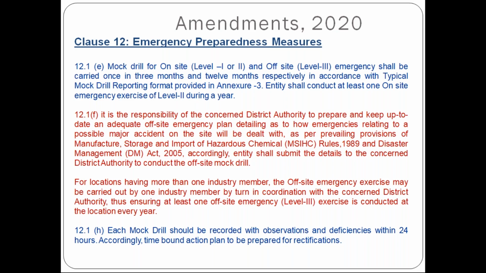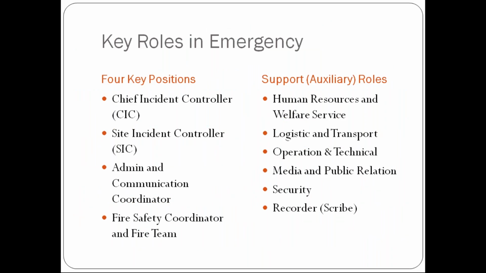Now, these are the key roles which are a part of the emergency planning, because the role and responsibility at each level must be defined clearly, documented, and communicated. So these four are the key positions in any organization. They should have a senior person designated as the chief emergency incident controller.